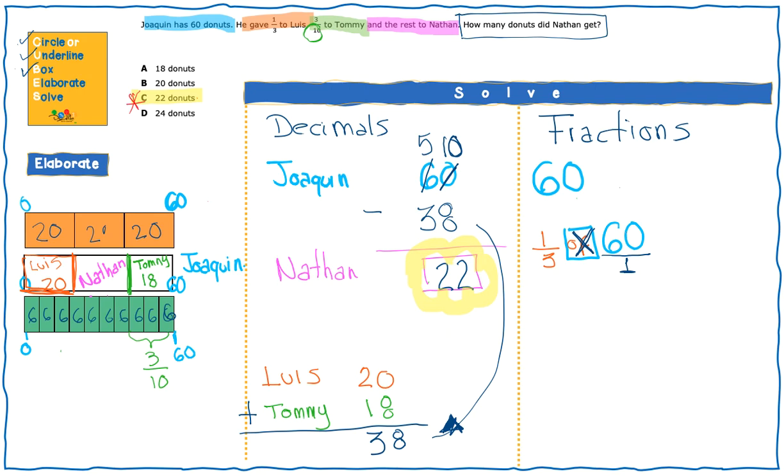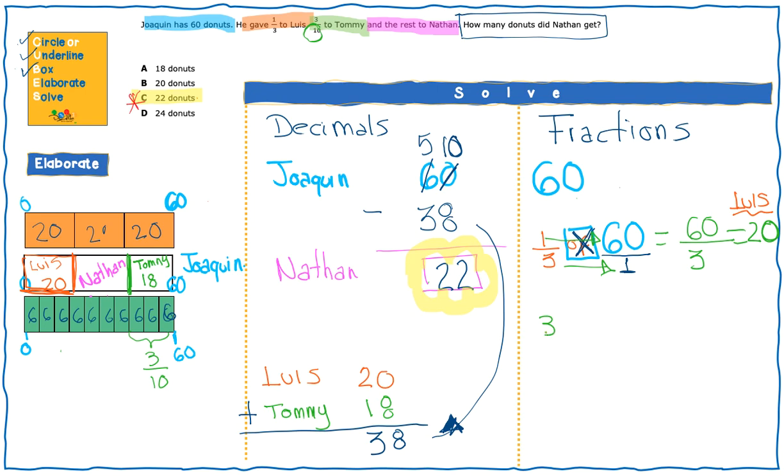And to multiply, we multiply side to side and side to side here. So that will be 60 times 1, that will be 60, and 3 times 1, that is 3. 60 divided by 3, yes, that's 20. So you see, 1/3 of 60 is 20. And this is who? This is Luis. Great.